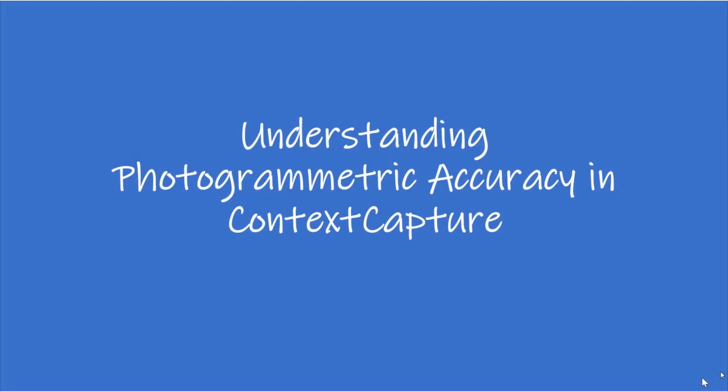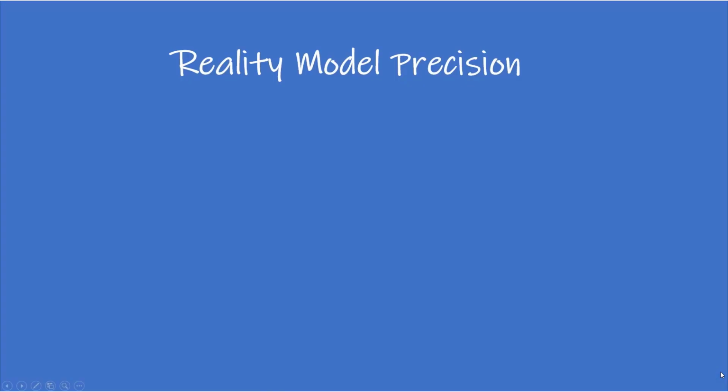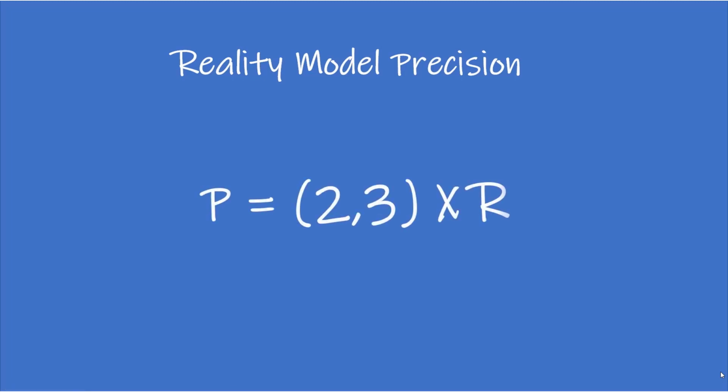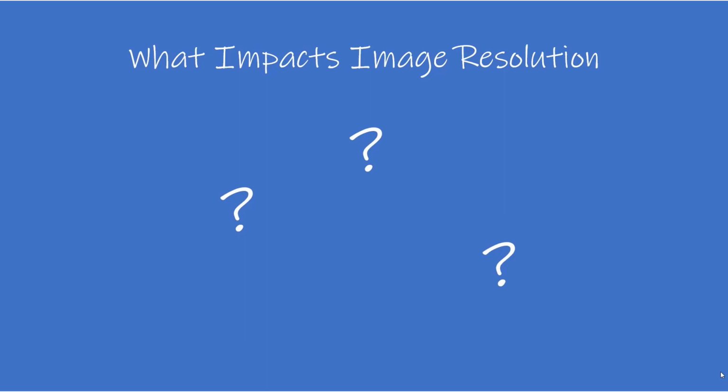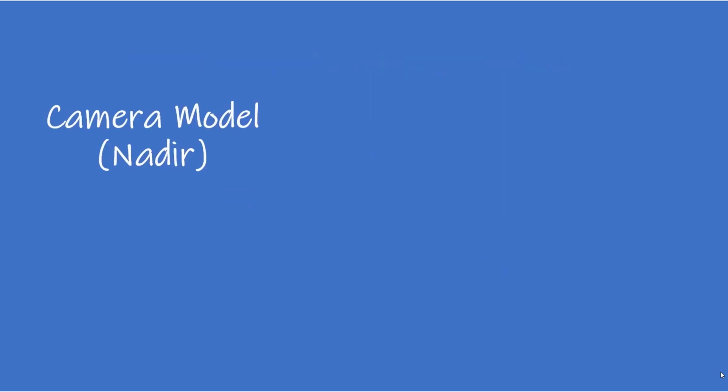Let's go further in understanding photogrammetric accuracy in Context Capture. We'll begin with reality model precision. Precision within our software is equal to 2 to 3 times the resolution. So, what impacts image resolution? We first need to consider a camera model. Resolution is equal to the long side of the sensor multiplied by the distance to the subject divided by the focal length multiplied by the length of the image in pixels along the ground.